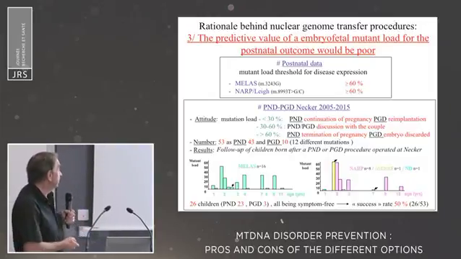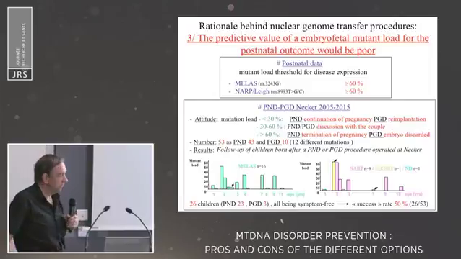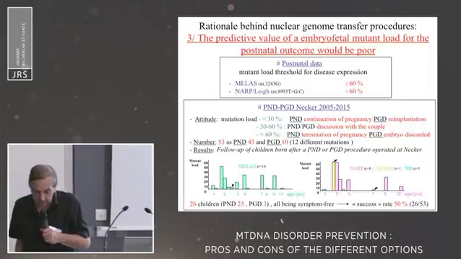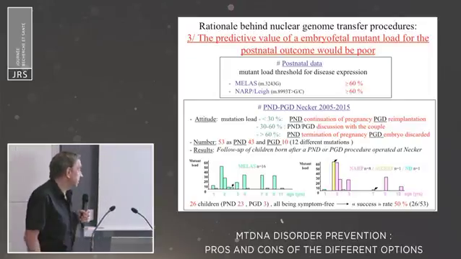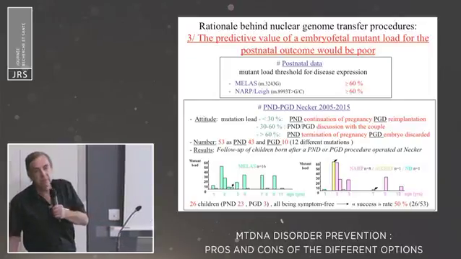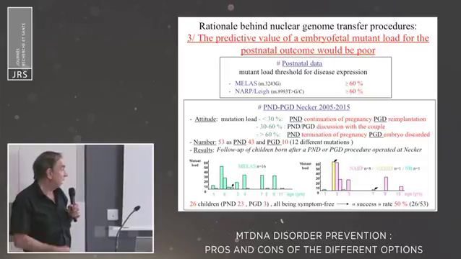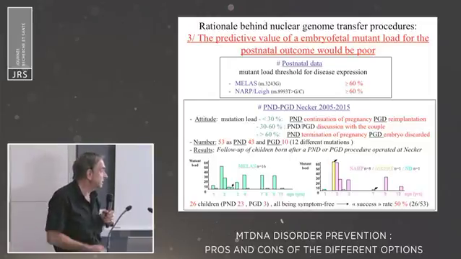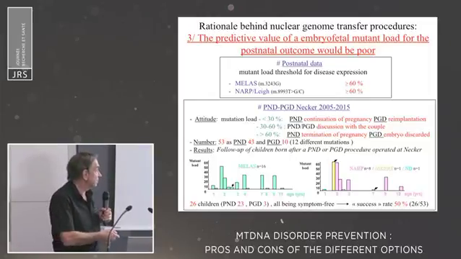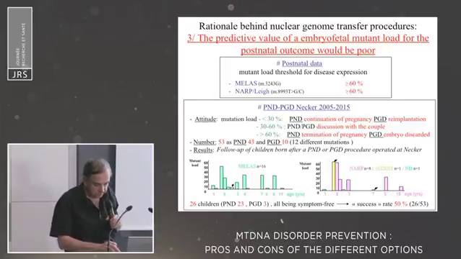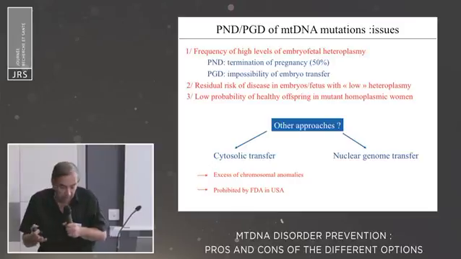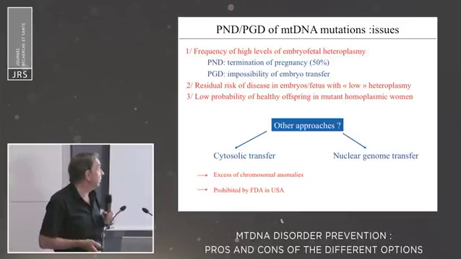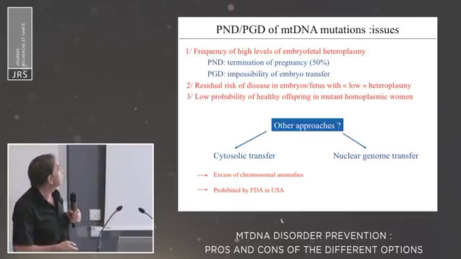So for the moment, from 53 acts of PND-PGD, we got 26 living children, and all are, for the moment, healthy. So the success rate is around 50%. There are nevertheless real drawbacks for this procedure.